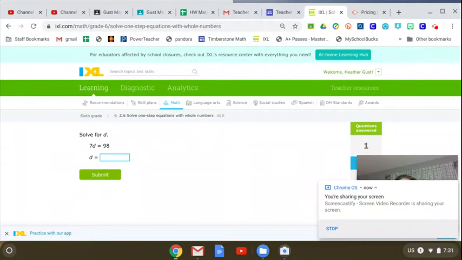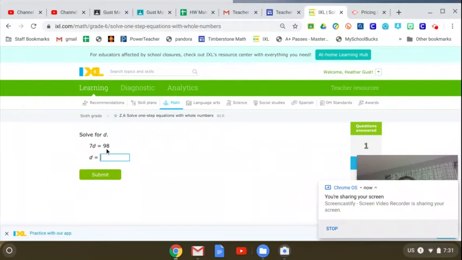First of all, if you take a look at this problem here, you have a coefficient and a variable. This is a term. We've talked about this in one of our other investigations. So this is actually saying that we need to multiply 7 times d, and that will give us 98. So it's asking here, 7 times what will get you 98?